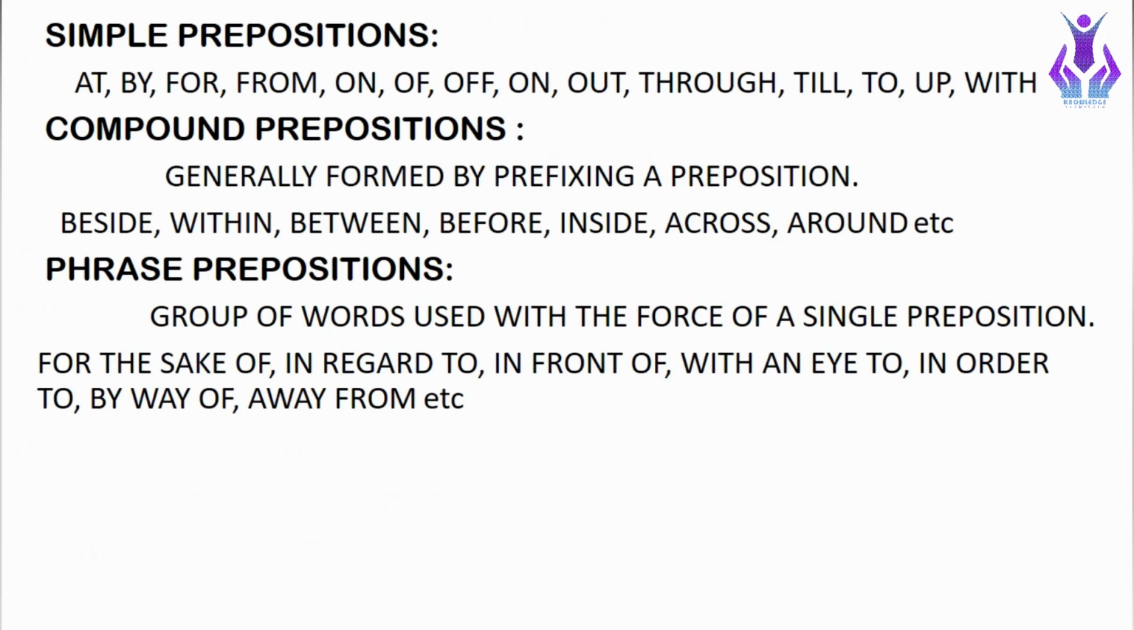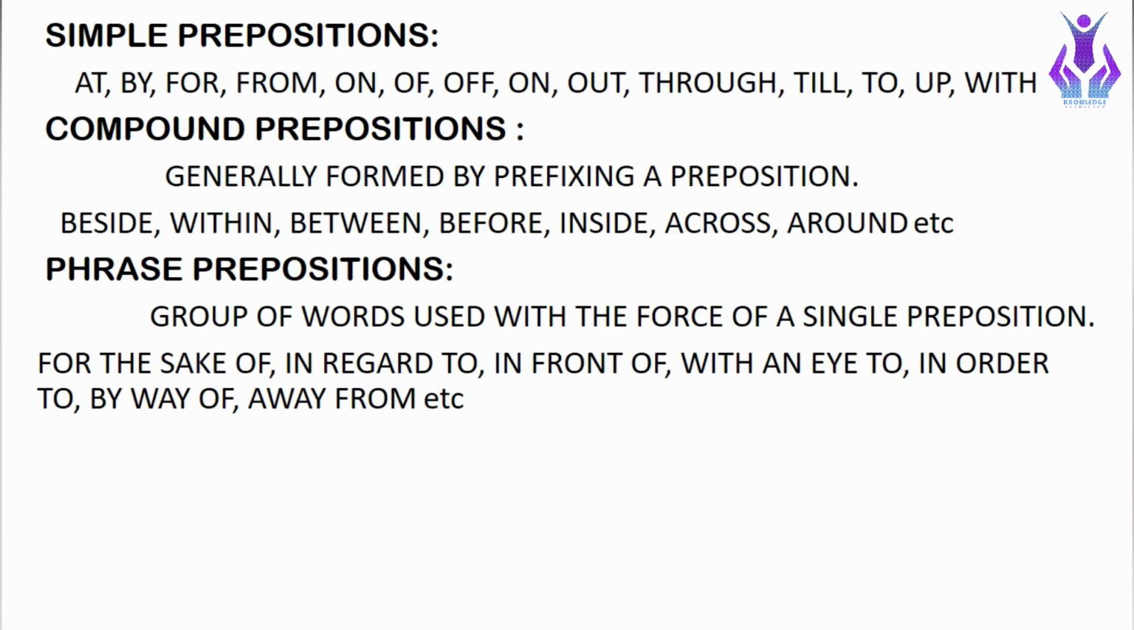The compound prepositions are generally formed by prefixing a preposition. When we add a prefix to our noun, adjective or adverb, it becomes a compound preposition. For example, beside, where we add the prefix be, within, between, before, inside, across, around, etc. There are so many examples, like above, across, among, around, before, beside, inside, outside, underneath, within, without.